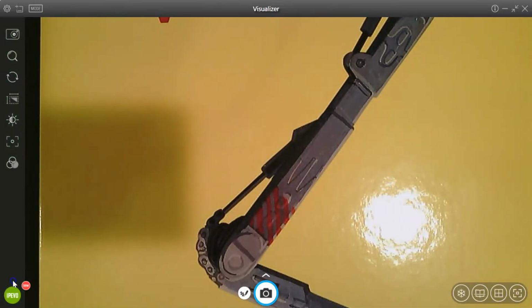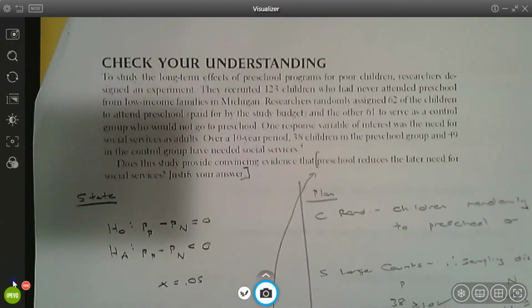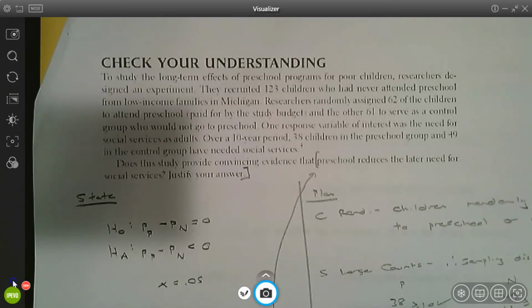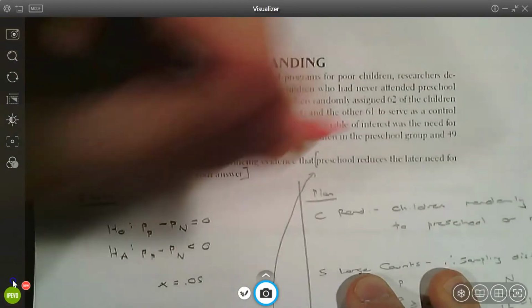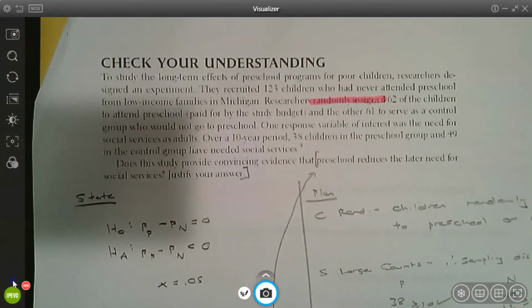All right, so in this one, this is kind of cool because we haven't seen a question like this before. They're looking at the effect of preschool programs for poor children, and they designed this experiment, and they randomly assigned. And that is huge when you see this, randomly assigned. So that tells you, hopefully in your mind, oh, that's an experiment. You're right. This is absolutely an experiment because that's where random assignment comes into play. That's one of the 4 pillars of experimental design. So we have random assignment.